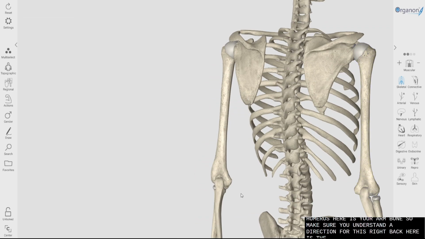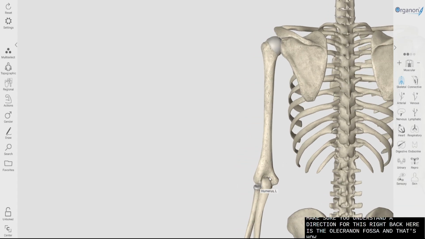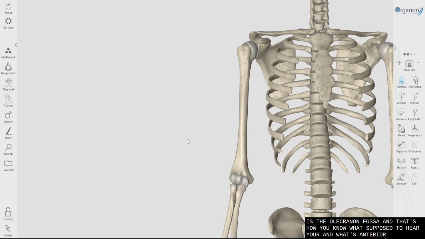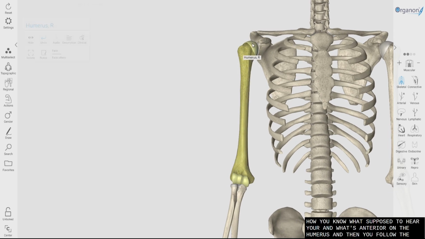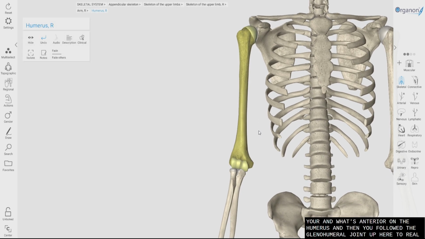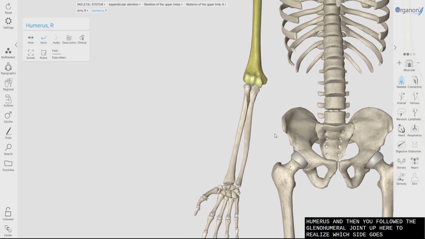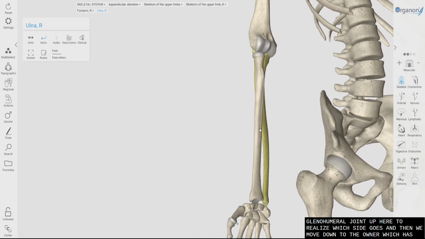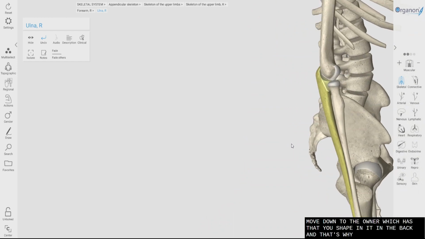Right back here is the olecranon fossa. And that's how you know what's posterior and what's anterior on the humerus. And then you follow the glenohumeral joint up here to realize which side it goes. And then we move down to the ulna, which has that U shape in it in the back, and that's where your elbow joint forms.